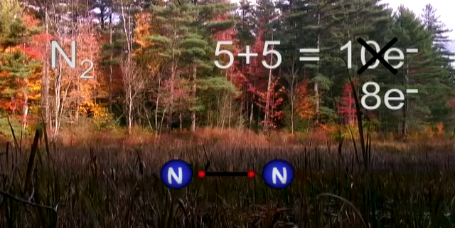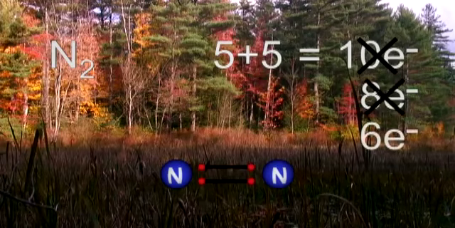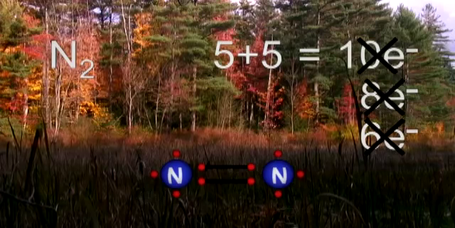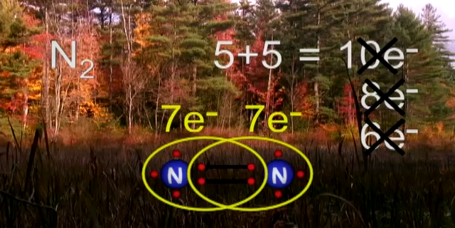Thus, let's try to place 2 more electrons between the 2 nitrogen atoms, creating a double bond. Now we have used 4 electrons with 6 remaining. Placing 3 electrons on each nitrogen atom means that each nitrogen atom now has 7 valence electrons, which is closer to our goal of 8.